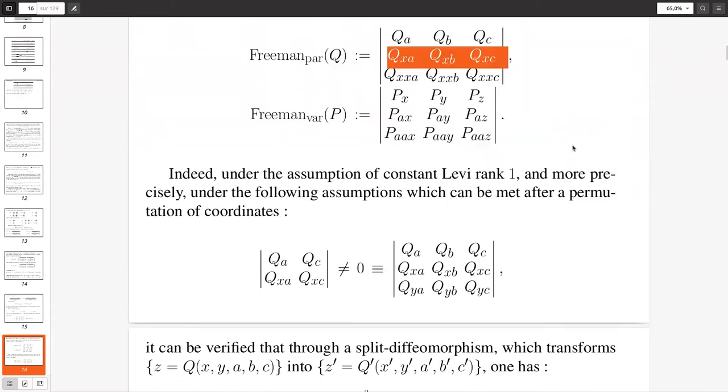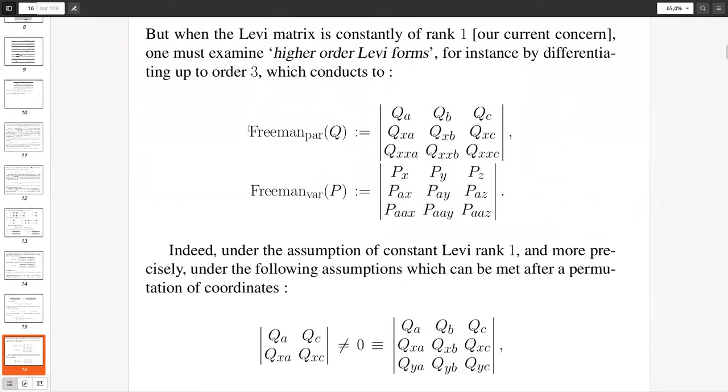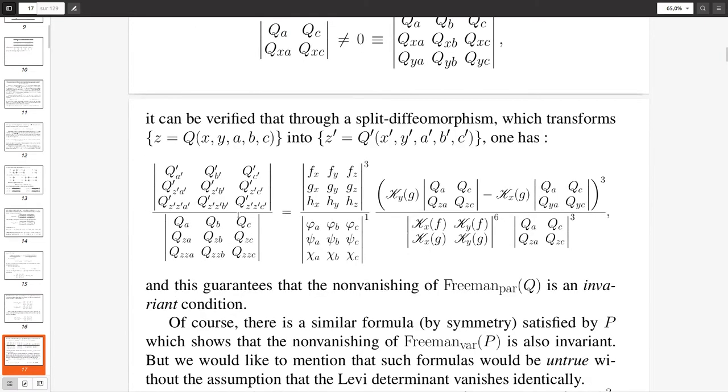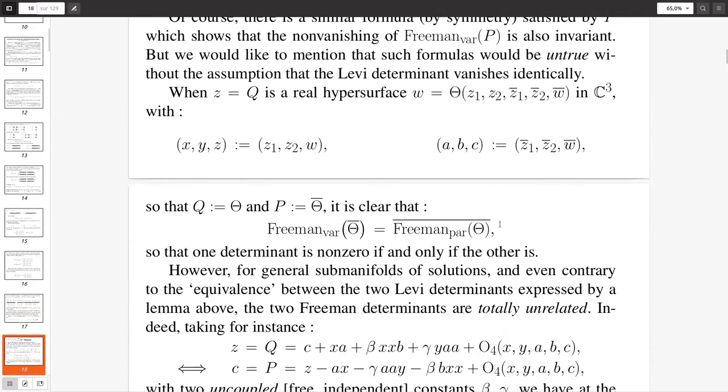But unexpectedly, you realize that contrary to the Levi form, this being full rank is not equivalent to this being full rank. It is not equivalent. Anyway, we have a formula which shows that the rank, even though the matrices are invariant, doesn't share the same coordinates. Okay, so you see this here with this expression.